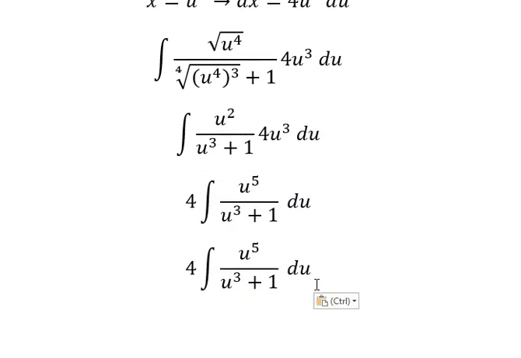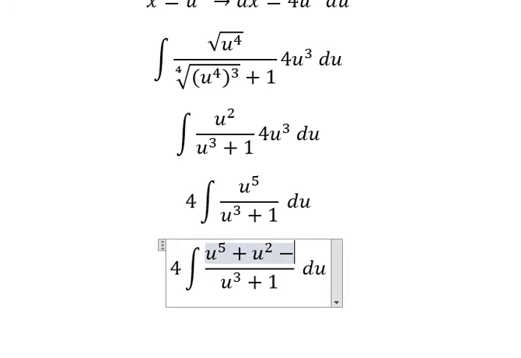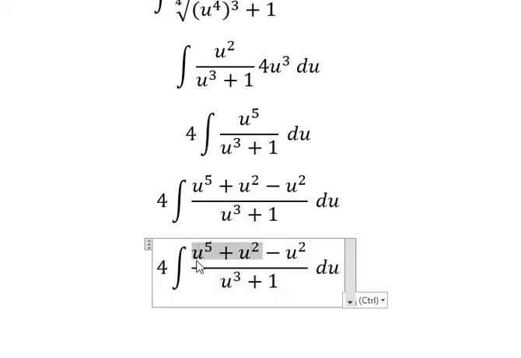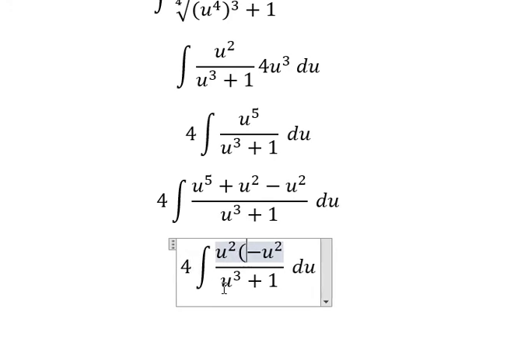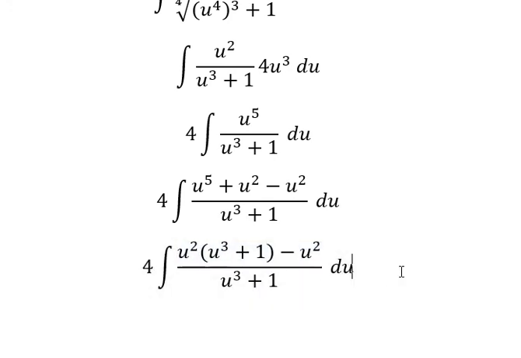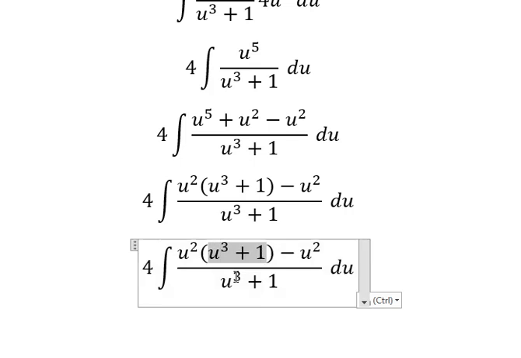Next, we need to add u squared. Later, we need to minus u squared. So this one we can do factorization by u squared. So this one divided by this one, we have u squared.